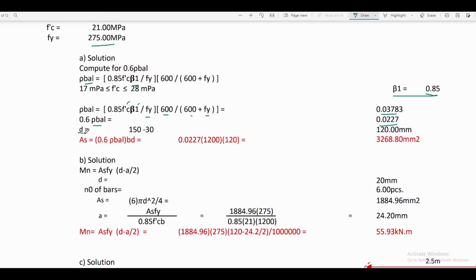If we try to solve for the value of d, it is given on the problem, the thickness of the slab equal to 150 and the location of reinforcement from the top portion of the beam, that is 30 mm. So if we subtract 30 from 150, we can find the effective depth equal to 120 mm. So we can now solve for As, that is equal to 0.6 rho balance or 0.0227 multiplied by the beam width, that is 1200 in our problem, and 120 is the value of effective depth. We can have this value for As, and that is our answer on the first condition.